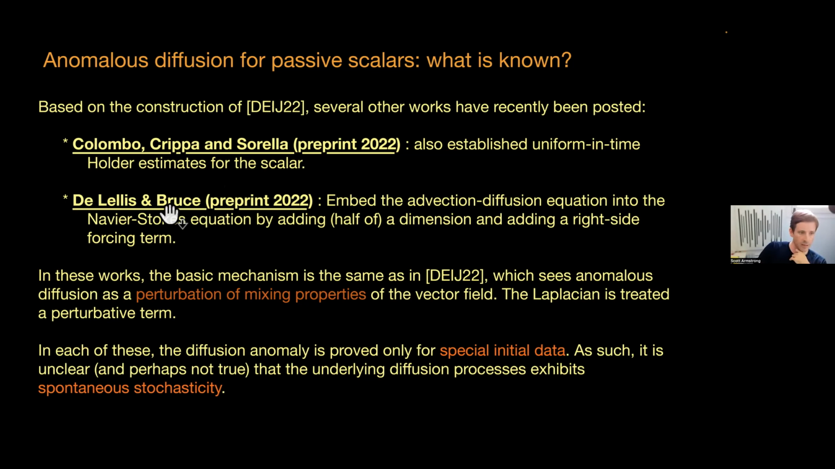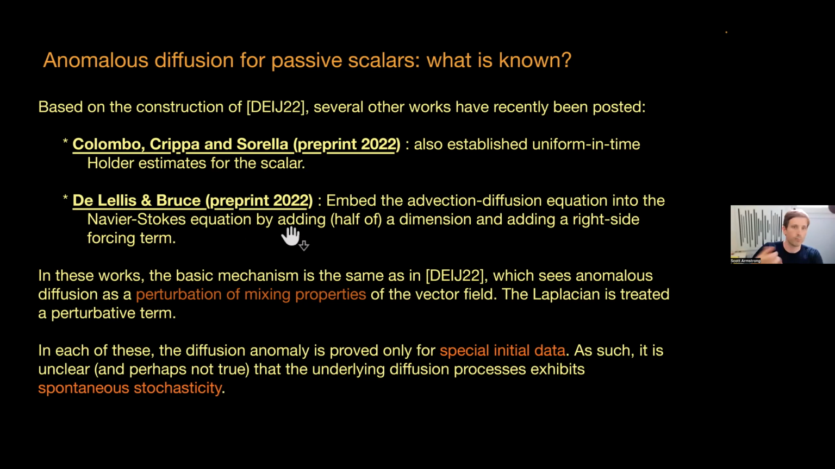We have De Lellis, and my autocorrect screwed this up. I'm really sorry. It's supposed to be Brue, B-R-U-E, but my autocorrect made it Bruce. Anyway, Camillo De Lellis and Elia Brue, they put this advection-diffusion equation into the Navier-Stokes equation. What you do is you make a 2D passive scalar. You put the vector field in the first 2 coordinates, and you put the solution to the passive scalar in the 3rd coordinate. And then you notice that almost solves the Navier-Stokes equation.